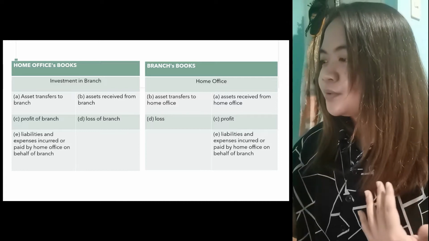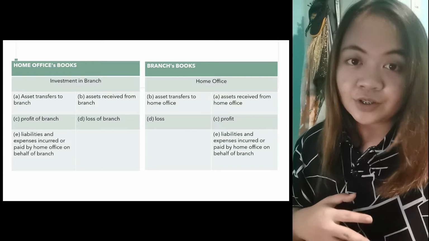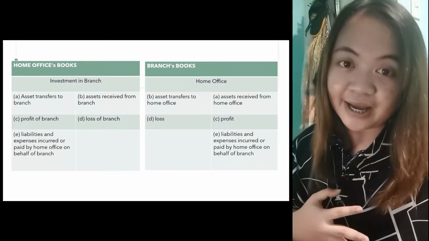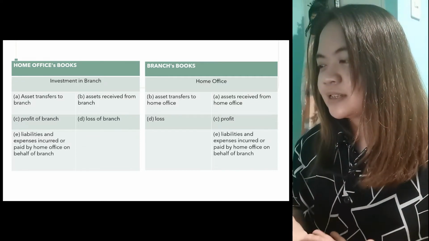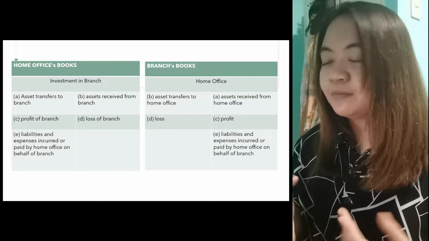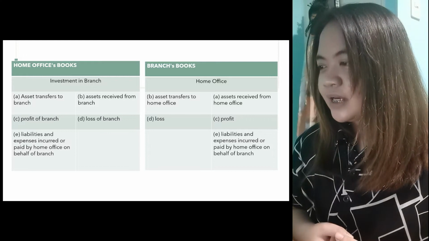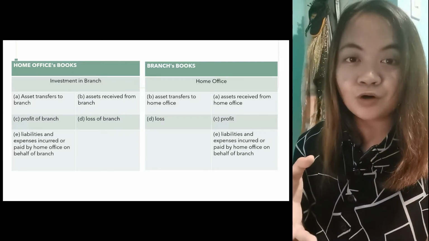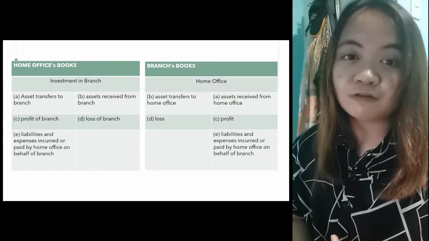You debit assets transfers to the branch. That's your investment. You also debit the profit of the branch. You also debit the liabilities and expenses incurred or paid by home office on behalf of the branch. Then, next, assets received from the branch. So, yung mga natanggap mo from the branch, ka-credit mo. And then, you credit loss of branch.